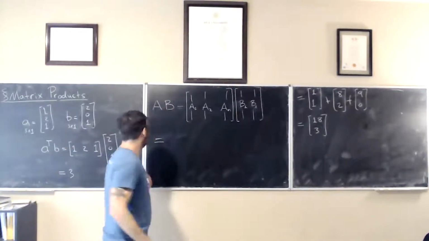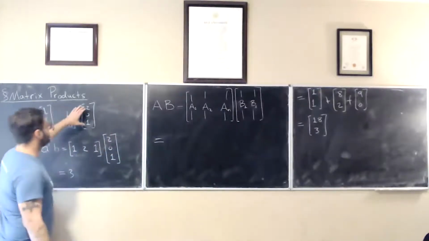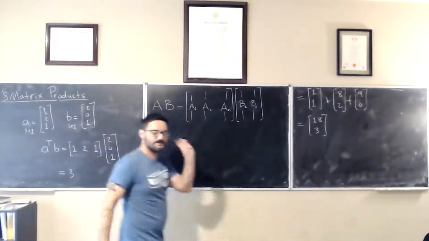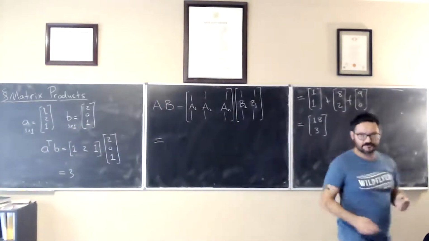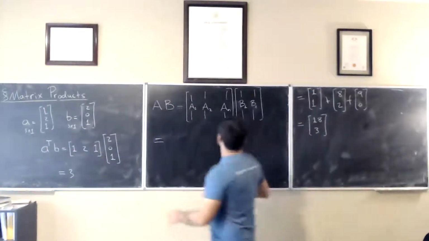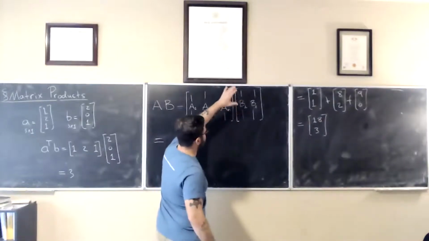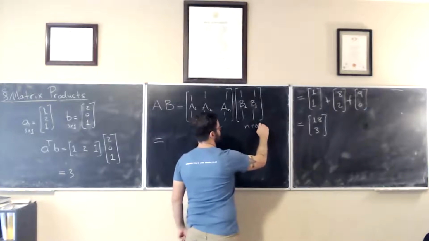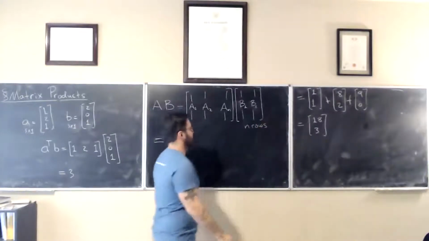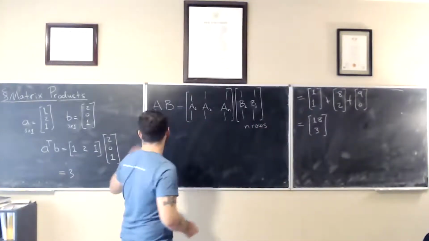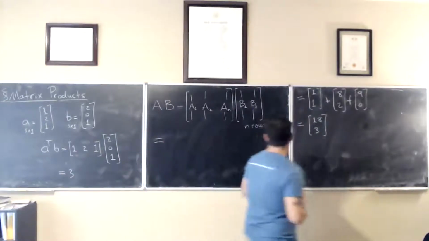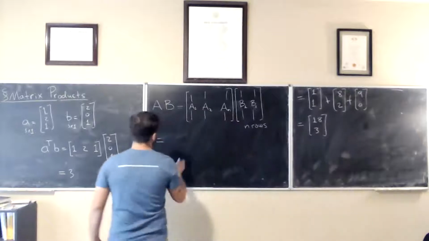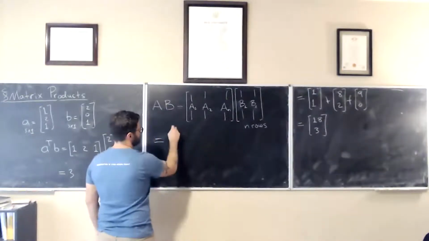N, right? Remember that the number of rows in the vector needs to match the number of columns in the matrix. So this matrix better have n rows for sure, because the special case for vectors, it must have n rows. Okay. So if that matrix has n rows, what do you think the resulting size is going to be?